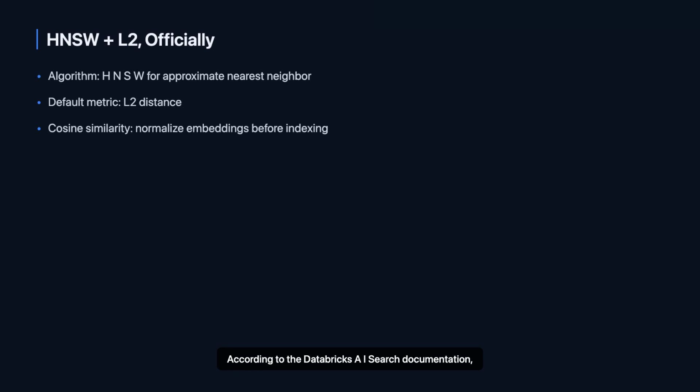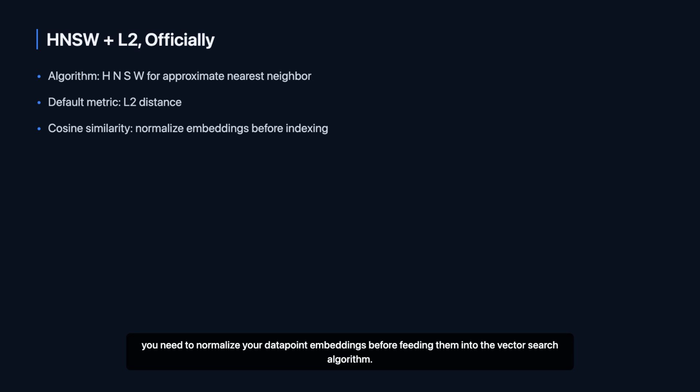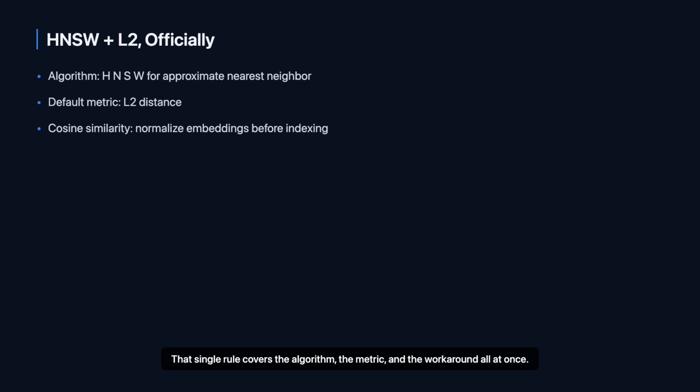According to the Databricks AI Search documentation, AI Search uses the HNSW algorithm for its approximate nearest neighbor searches, and the L2 distance metric is the default. If you want to use cosine similarity, you need to normalize your data point embeddings before feeding them into the vector search algorithm. That single rule covers the algorithm, the metric, and the workaround all at once.